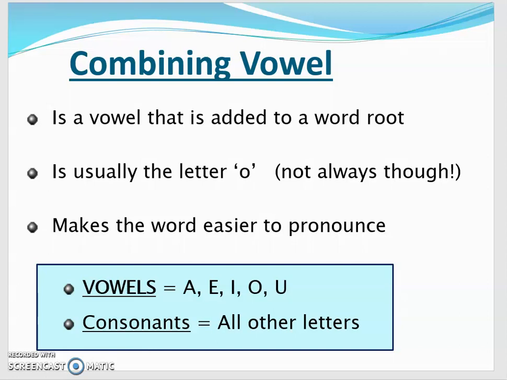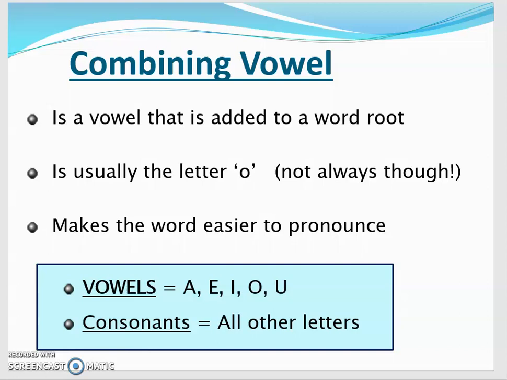99.961478% of the time, it's an O. Of course, I'm exaggerating with that percentage here, but if you ever have to guess at what a combining vowel is and you don't know, if you pick O, you're very, very likely to nail it right on the head. So a combining vowel is typically an O, not always, and it makes the word easier to pronounce. And so, just as a quick reminder, once again, some basic English. Vowels are A, E, I, O, U. All other letters are called consonants. You're probably aware of that.